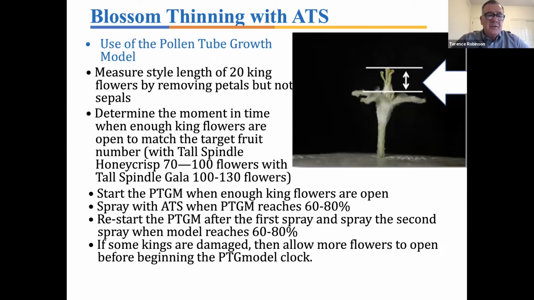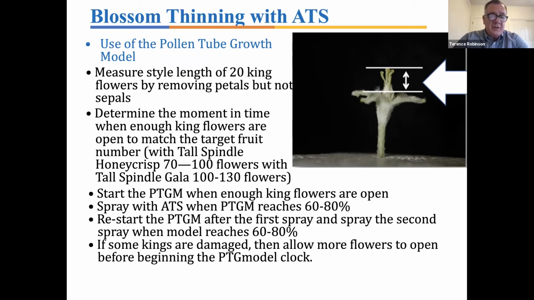One of the most important things is to determine the moment in time, and I use the word moment intentionally, like the hour, the minute, when enough king flowers are open to match the target number you want. Remember that with tall spindle Honeycrisp, it's somewhere around 70 to 100. If you're at 3 foot by 11, it's 73 fruits. If you're at 3 by 12, it's closer to 90 fruits, but somewhere between 70 and 100 flowers open is when you would say this is the moment to start the model. With Gala, we're looking for more fruits on a tree, and so when you have between 100 and 130 king flowers open, then you would start the model.